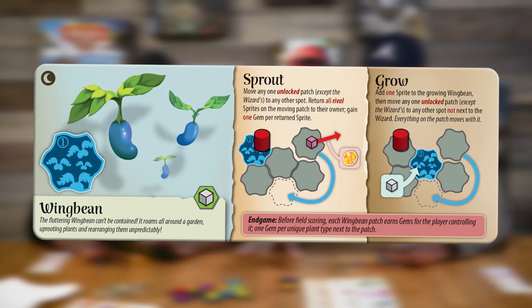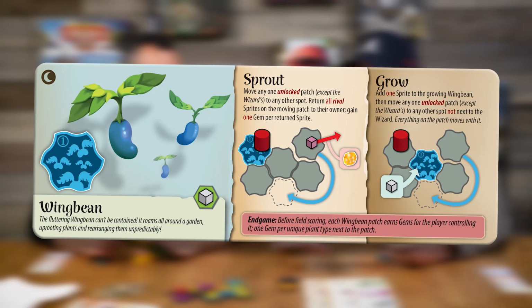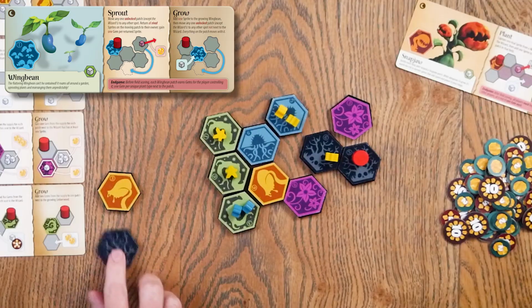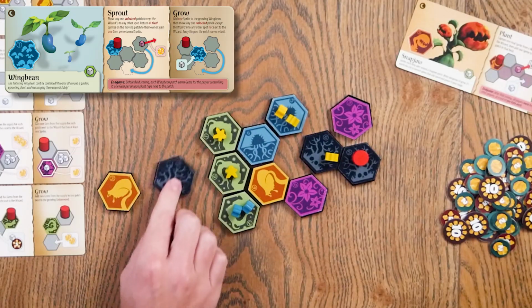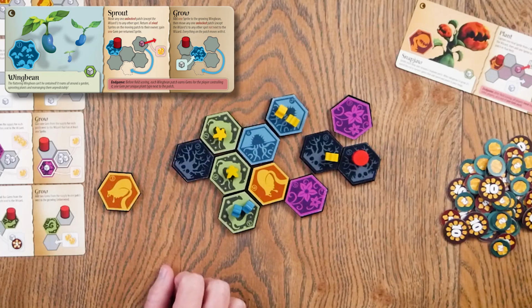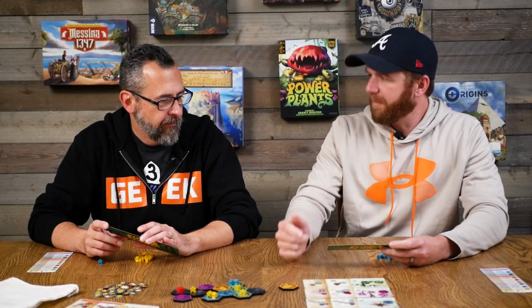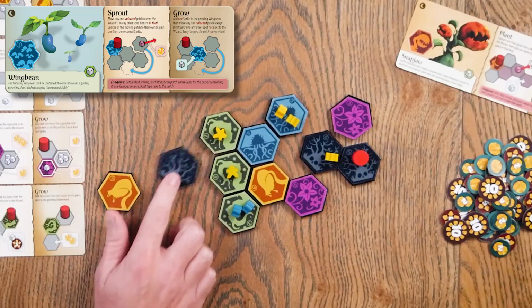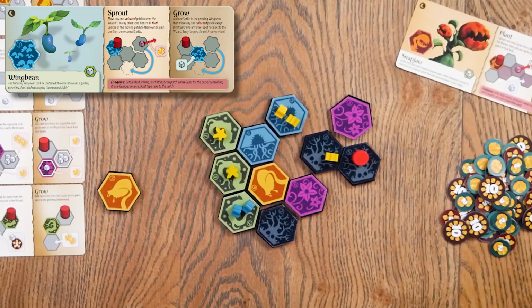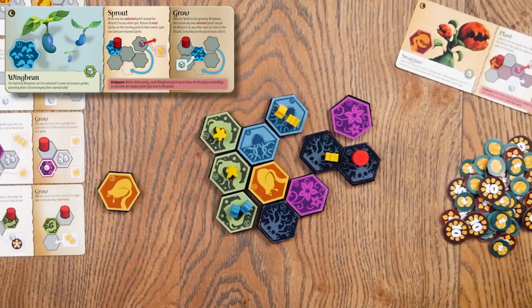And so when you sprout it, you can move any unlocked patch except the one that the wizard's on. And you move it around the board so that it would go somewhere else. And then any opponent's sprites that are on there come off. And they get 1 gem per sprite they have on there, but they lose their sprites. Interesting. And then the grow ability is you also get to move an unlocked patch. Unlocked just means you can slide it out easily. But then you also get to place a sprite of your own on that growing Wing Bean.